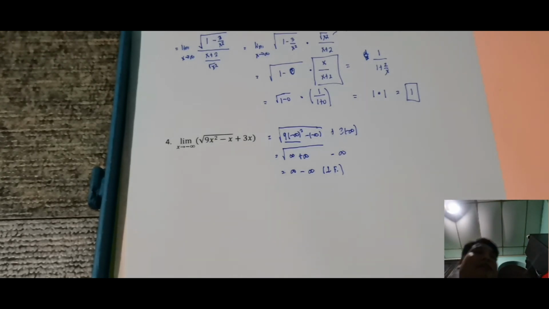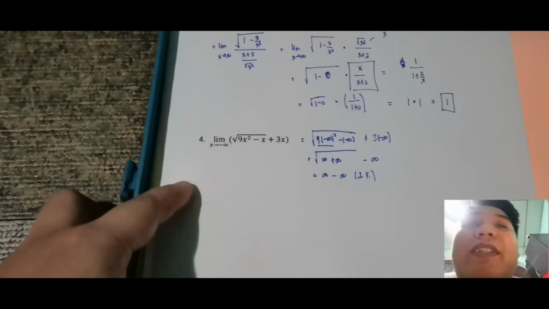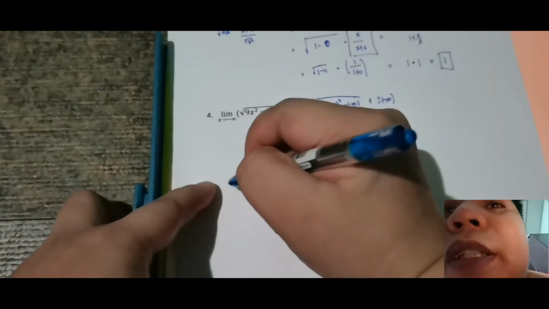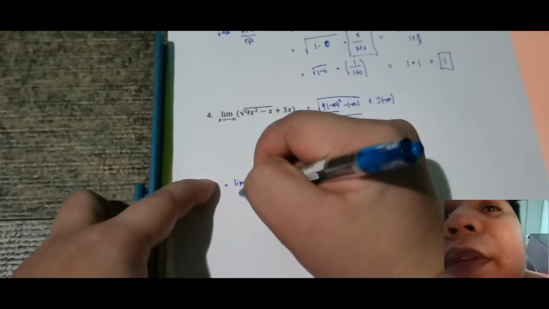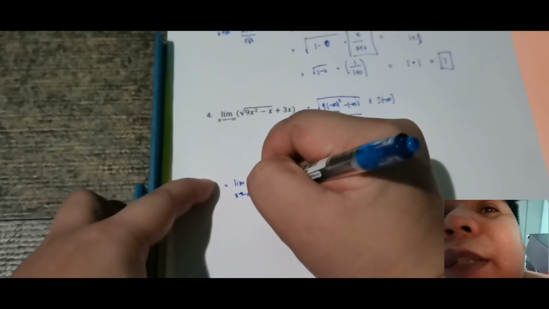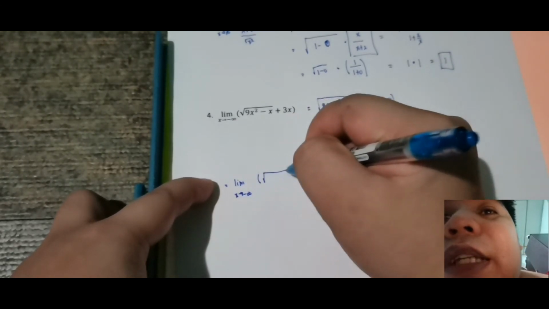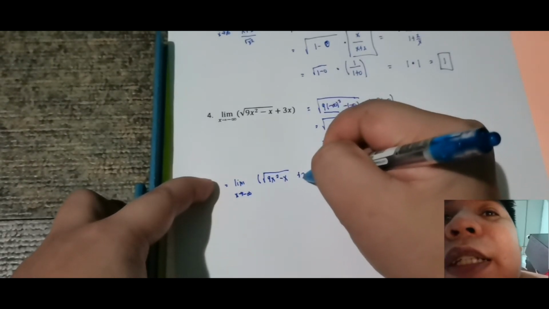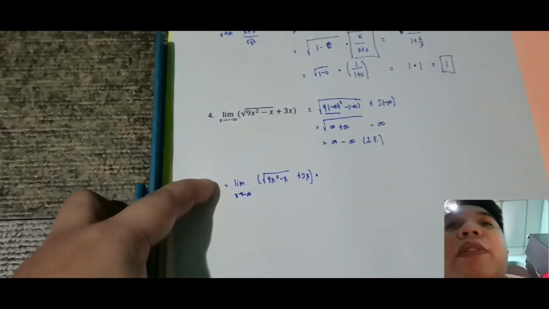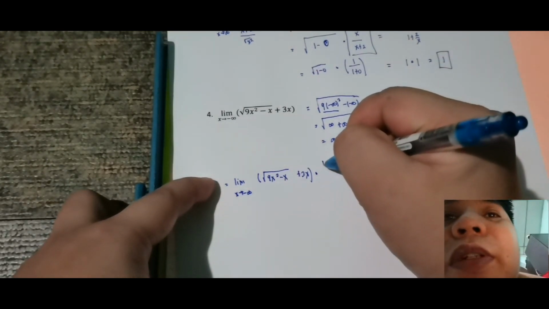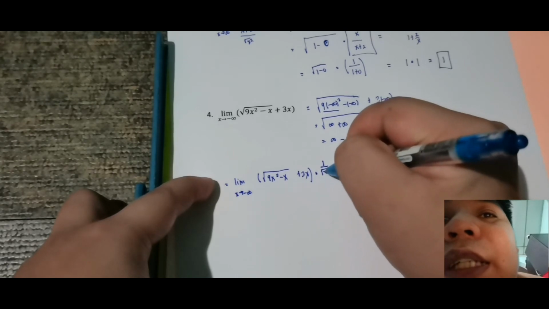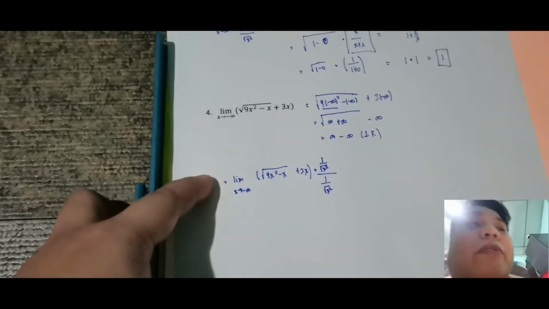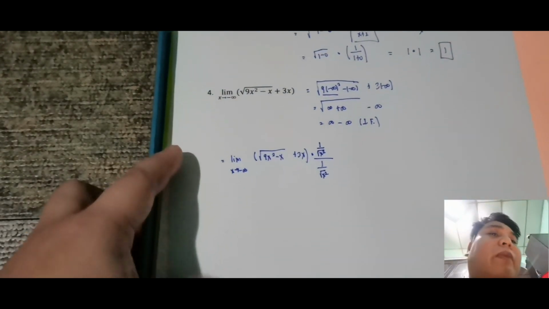Okay? So, let's proceed. Wait, sir is feeling a bit sick. I've been here for about 7 hours already. So what sir will do is this limit as x approaches negative infinity of square root of 9x squared minus x plus 3x. I'll multiply by 1 over square root of x squared over 1 over square root of x squared.